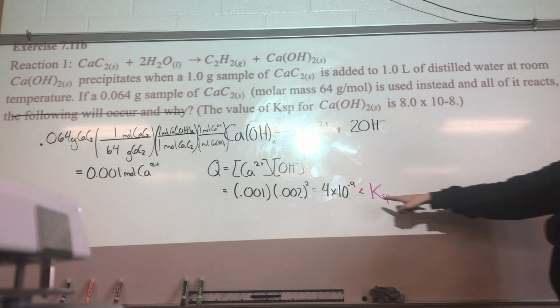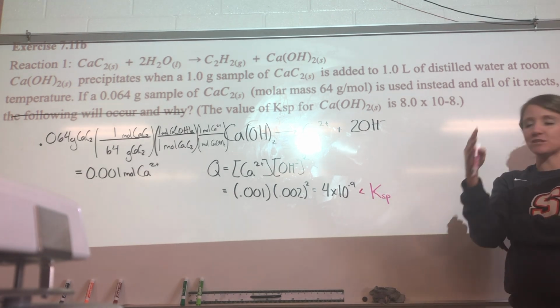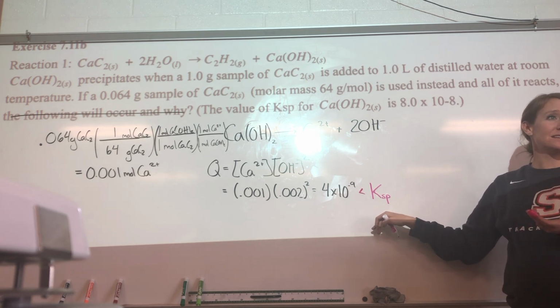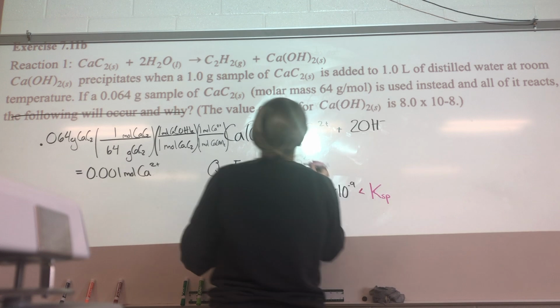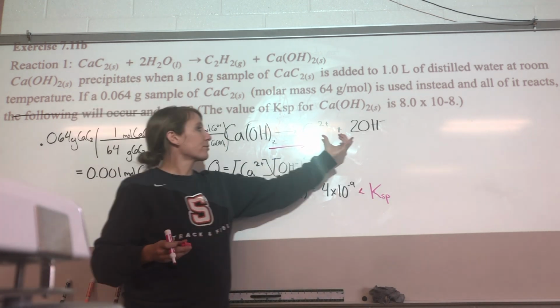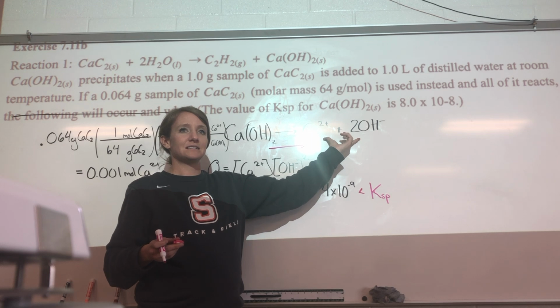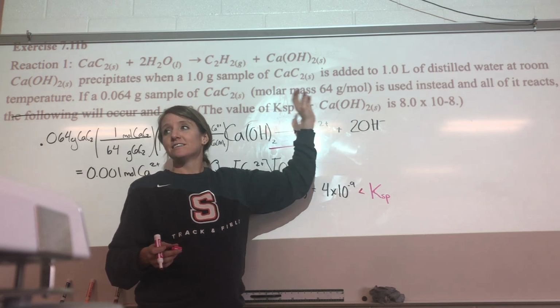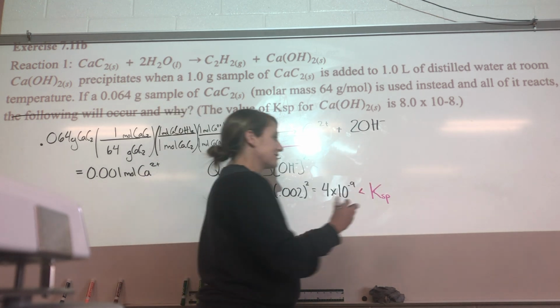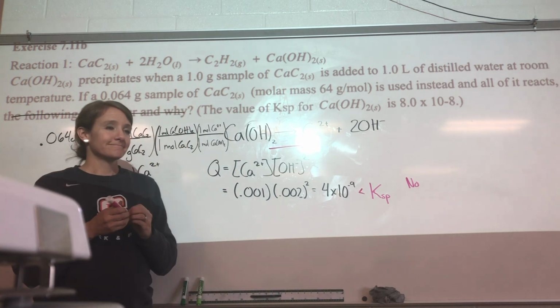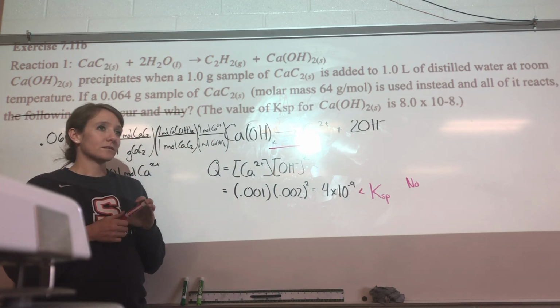So, think back to last time, or 2 times ago, if Q is less than K, which way is the reaction proceeding? To the products. Are the products the precipitant? No. So since we're shifting to the products, those aren't the precipitants, so the answer is no, we won't get any precipitant. Why is Q less than K?